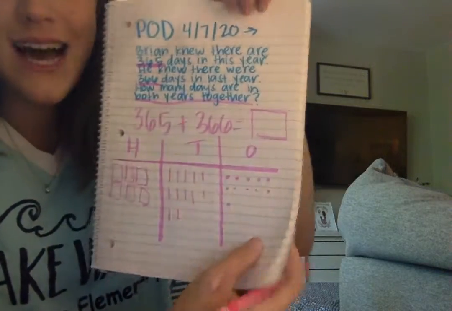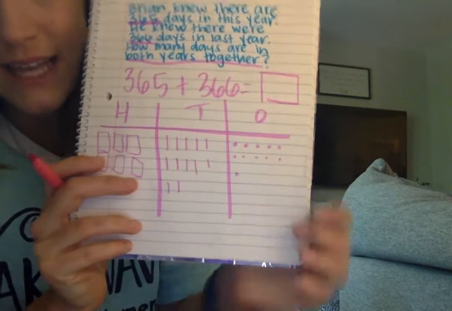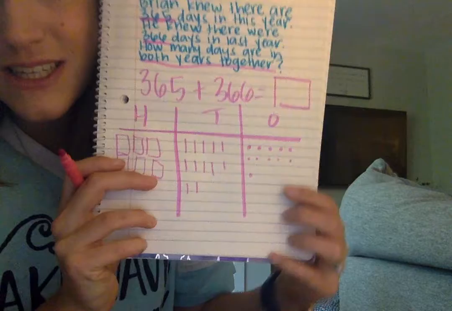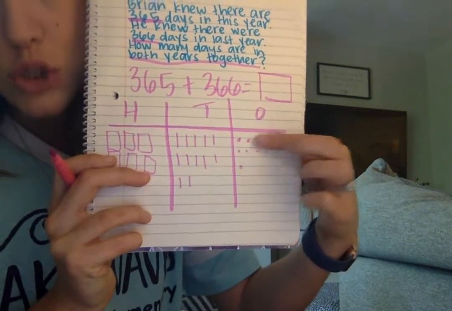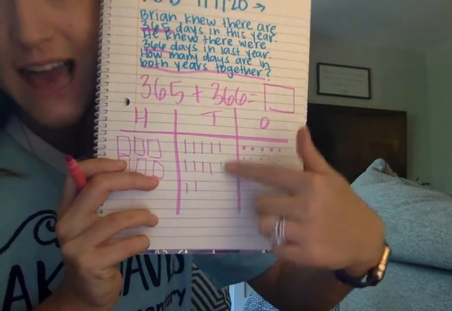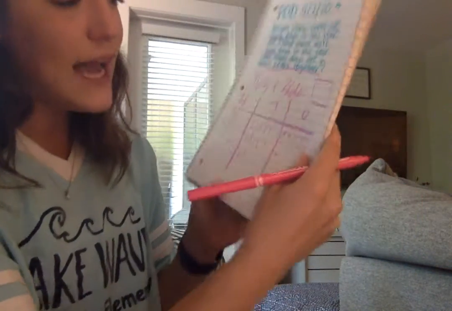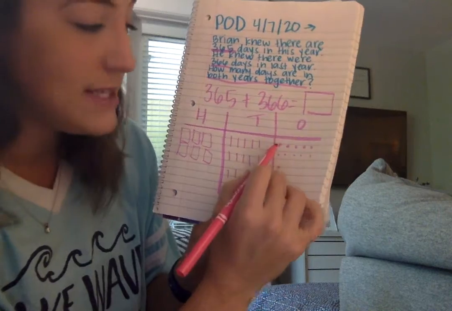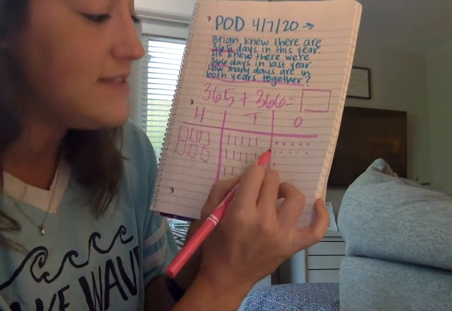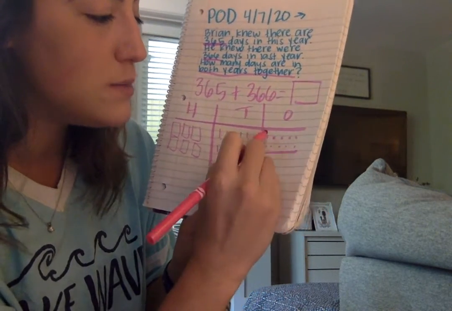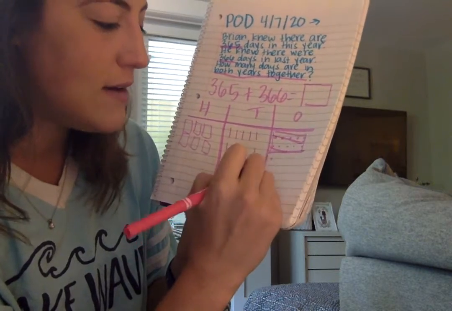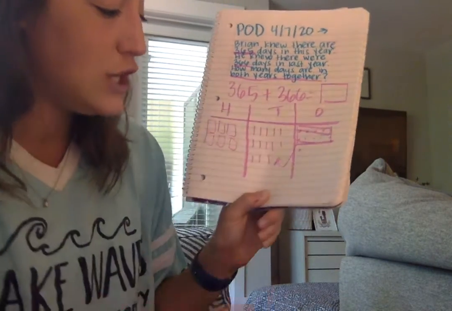So now, because I drew my ones and my tens in that 10 frame, I can easily see that I have more than 10 here and more than 10 here. So that means I need to regroup and bundle. So I know that I'm going to count out 10 ones. 1, 2, 3, 4, 5, 6, 7, 8, 9, 10. I'm going to bundle them up, cross them out, and draw my arrow and create a new 10.